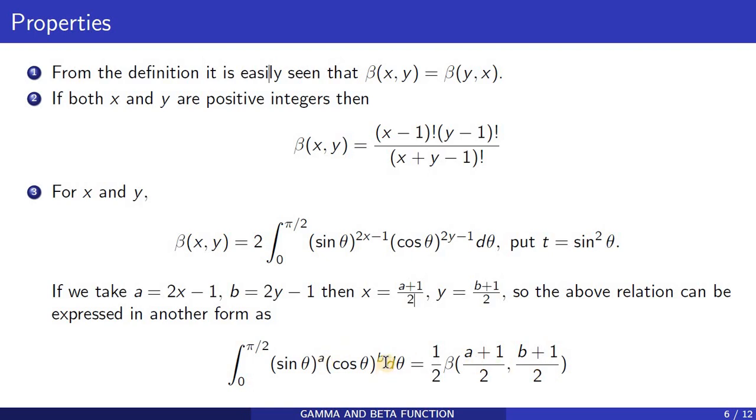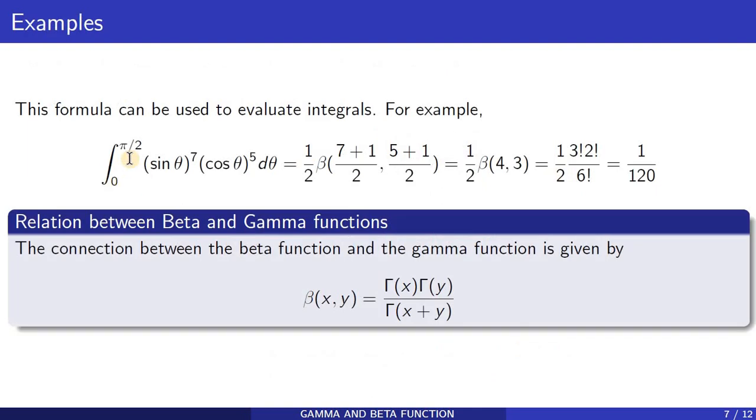Whenever a and b are odd integers, you can apply the formula: integral 0 to pi by 2 sin theta raised to an odd number into cos theta raised to an odd number d theta is equal to half into beta of m comma n, where m and n are positive integers, and they can be found using factorial notation. For example, integral 0 to pi by 2 sin theta raised to 7 cos theta raised to 5 d theta is equal to 1 by 2 into beta of (7 plus 1) by 2, (5 plus 1) by 2, that is beta of 4 comma 3. Now what is beta of 4 comma 3?